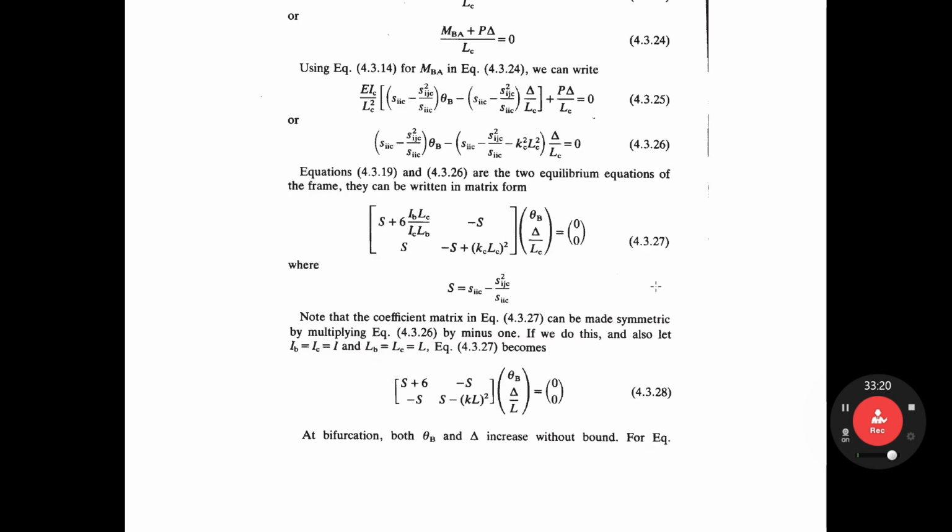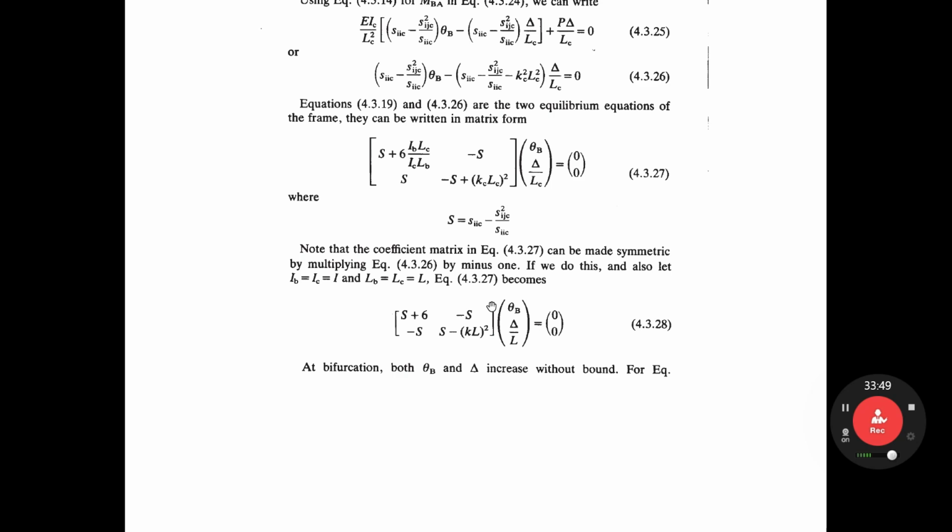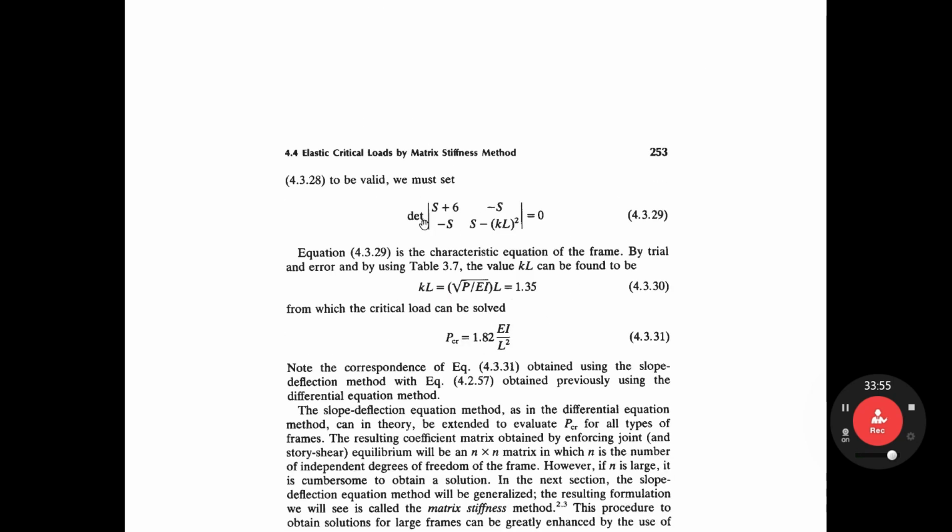S means this one, so we just write this simple form. Here we assume IB and IC equal I. The moment of inertia of beam and column is identical. Length LB and LC, column and beam, are also identical, L. Then this equation can be written like that. Let's calculate the K factor in this case. In order to satisfy this equation, this determinant must be 0.